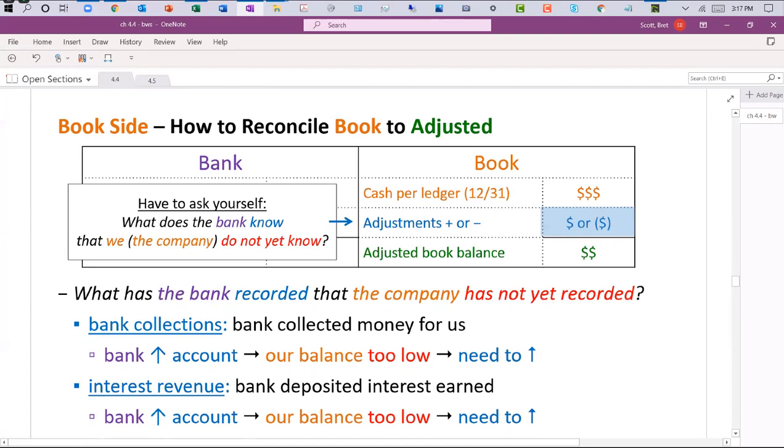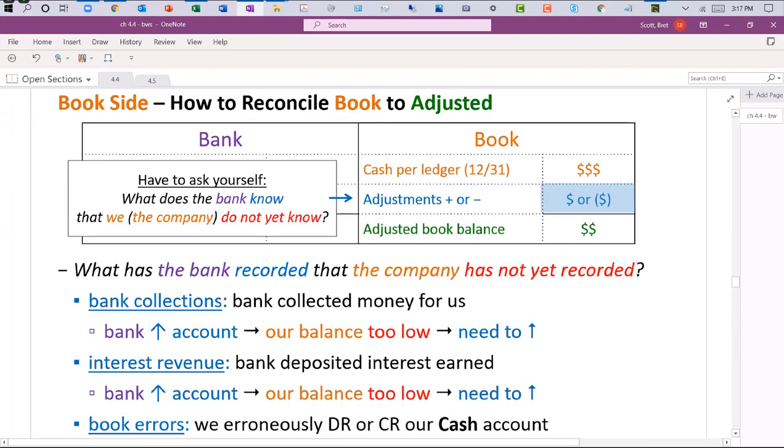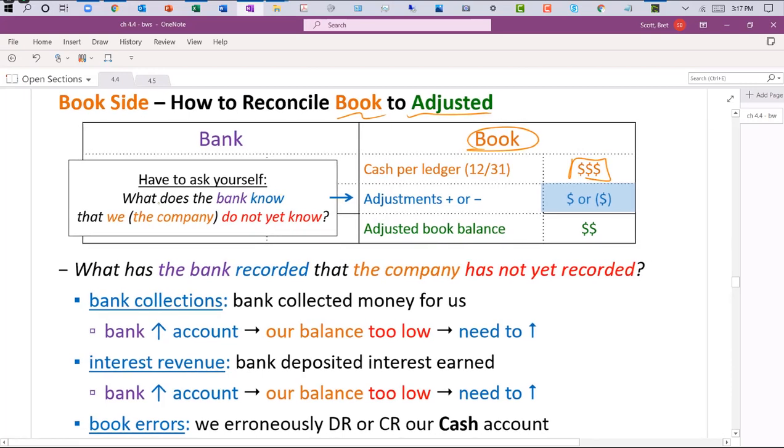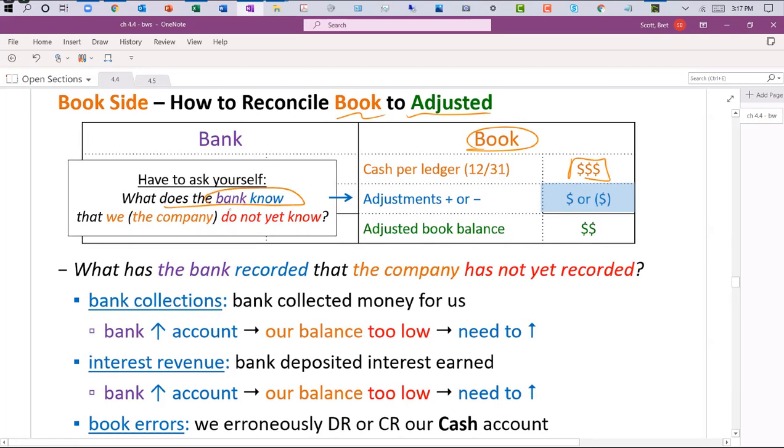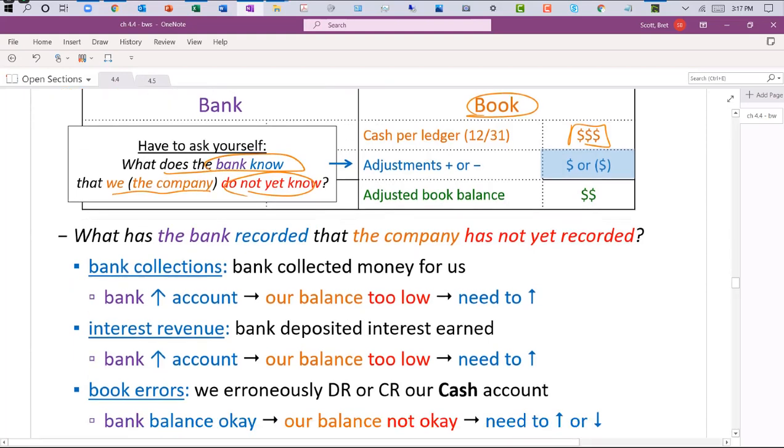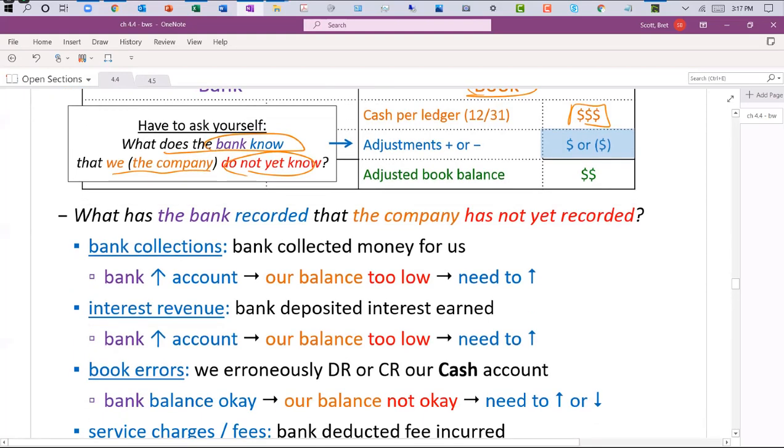Again, if we did the bank side on the left, we're going to do the other information on the right-hand side. Look at the book. We're going to adjust book to an adjusted balance. Here, we have a T account balance of this amount. We need to ask ourselves, what does the bank know and has recorded that we, the company, do not yet know or have not yet recorded? Is it possible? Yeah, there's a lot of things a bank can do that we don't know about until the very end of the month. So let's look at these things. There's quite a few of them. There's like 7 of them here.